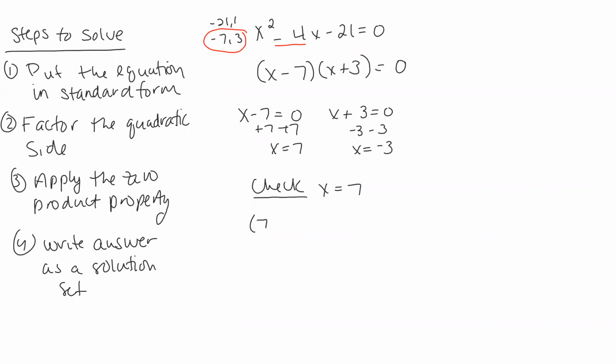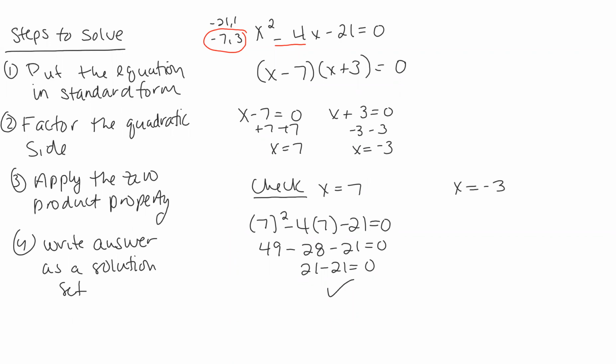So I plug 7 in for x in the original equation. Well, 7 squared is 49. And then 4 times 7, I'm going to get minus 28. And then minus 21 is 0. And then 49 minus 28 is 21. 21 minus 21 is 0. So 7 works.